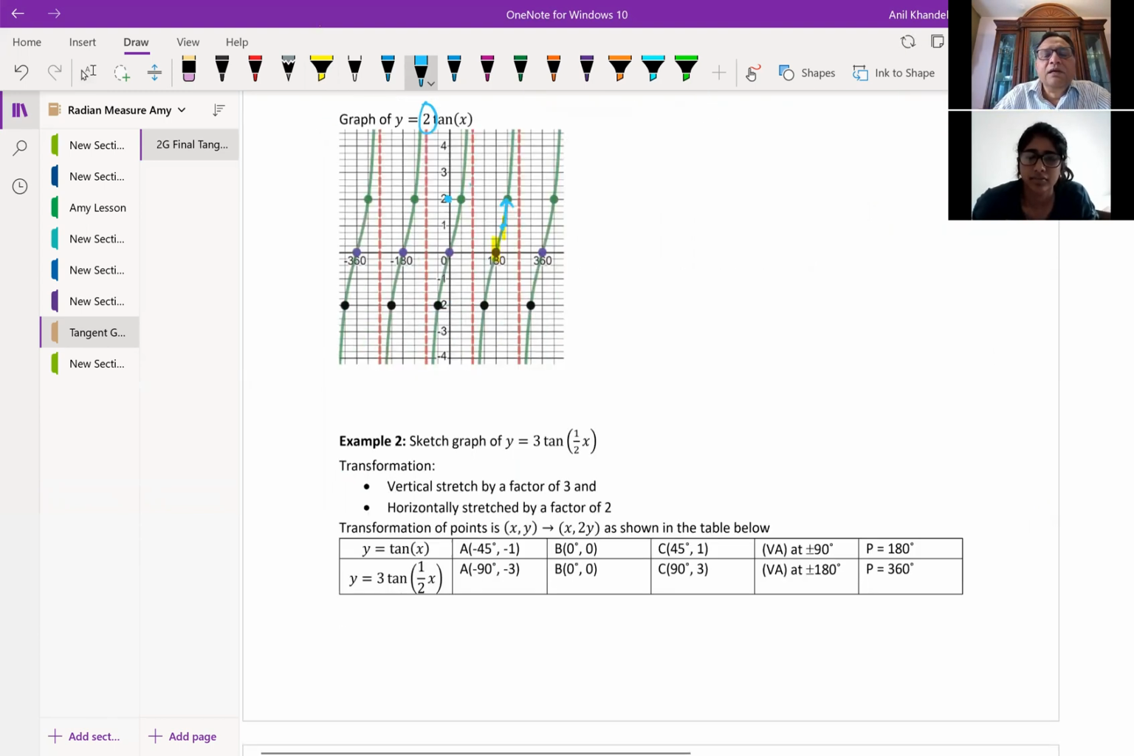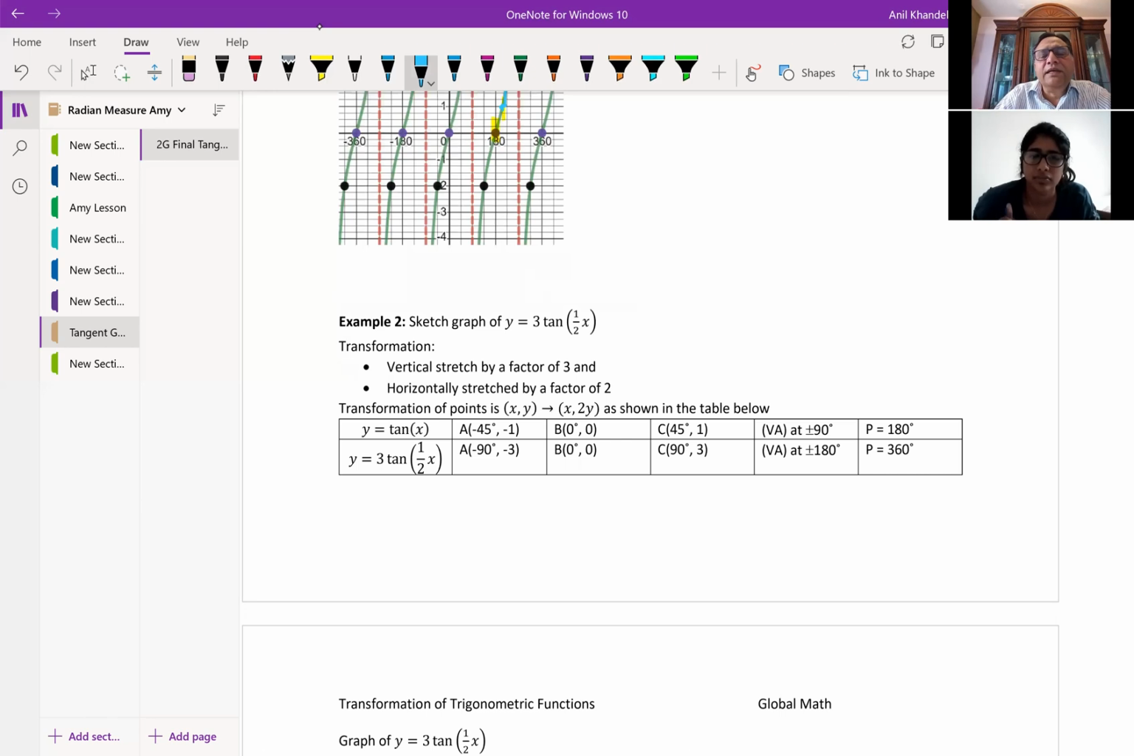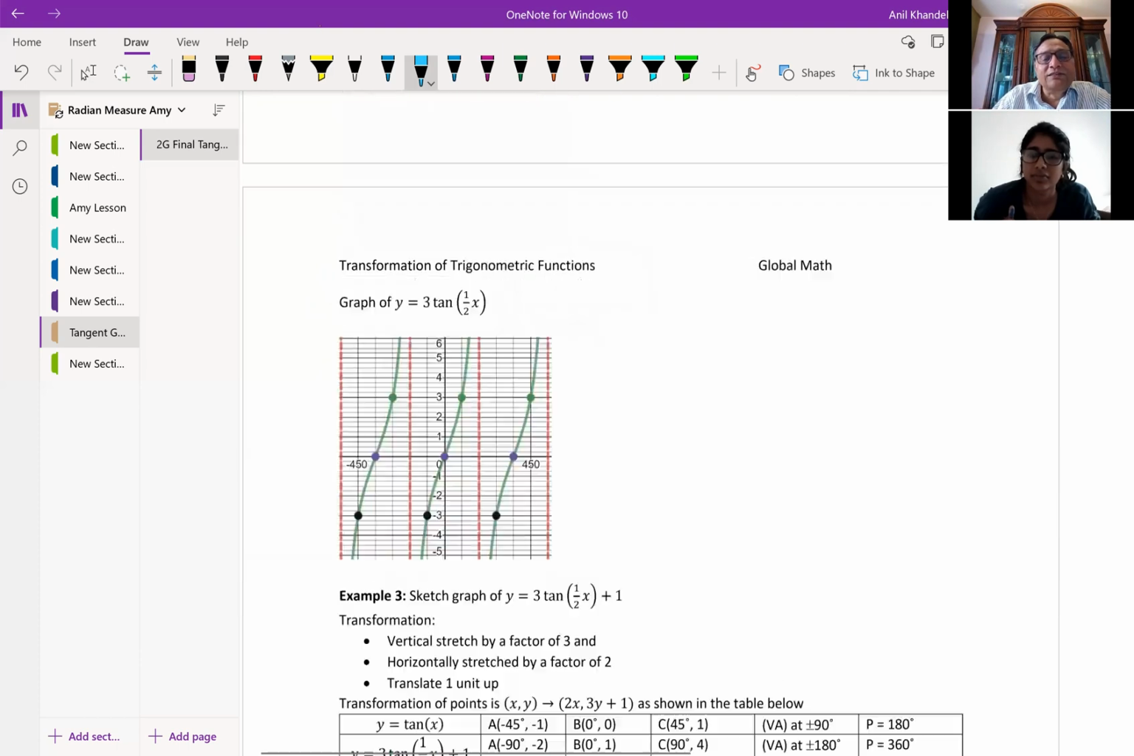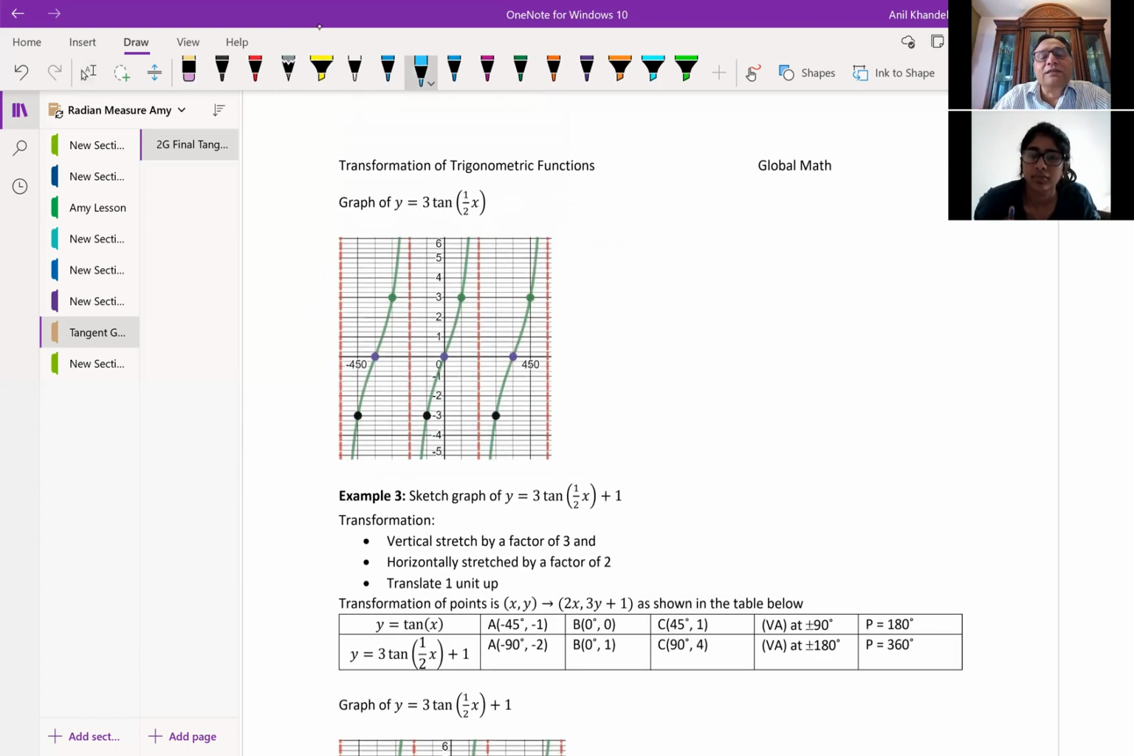Same 90 degrees. But on the other hand, if I have 3 tan x, I will stretch it by a factor of 3. But if I have half x inside, then my 90 degrees will become 45 degrees. Again, easy to sketch. Oh, sorry, half means double it. Multiply. I'm so sorry. So it'd be 180 degrees, right? So it'd be 180 here and minus 180 there. Do you see that part?